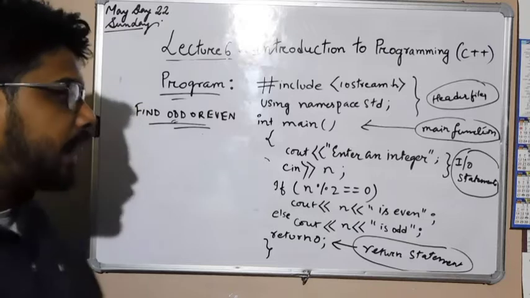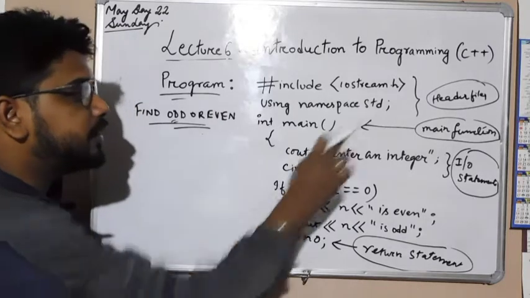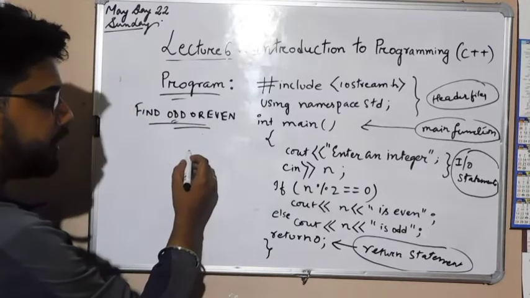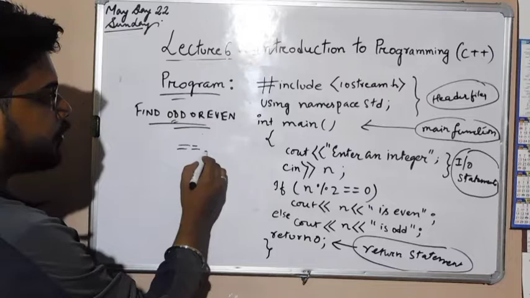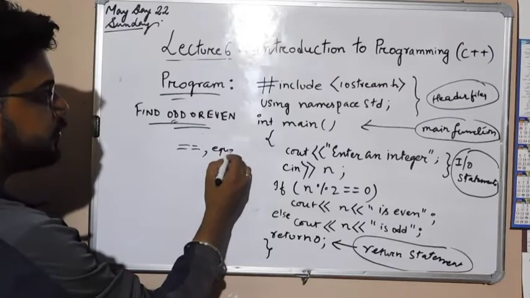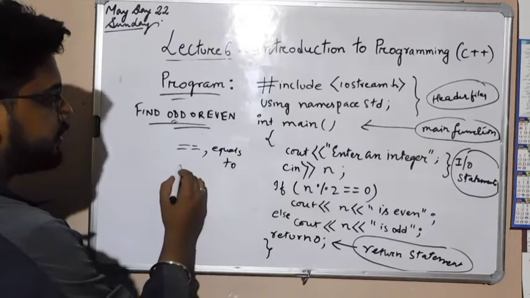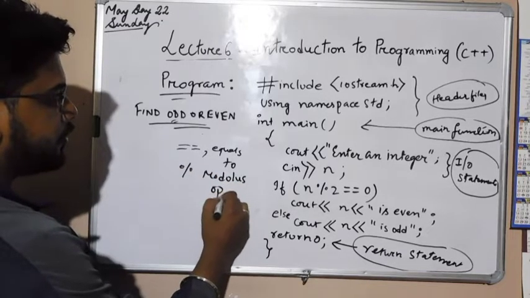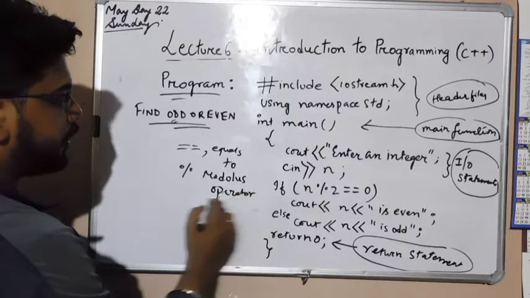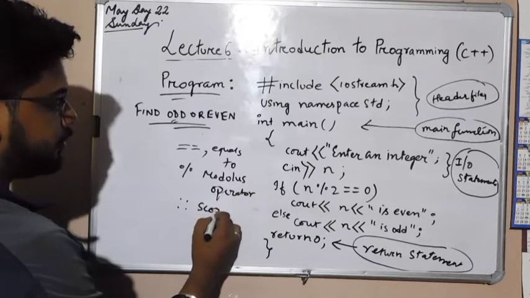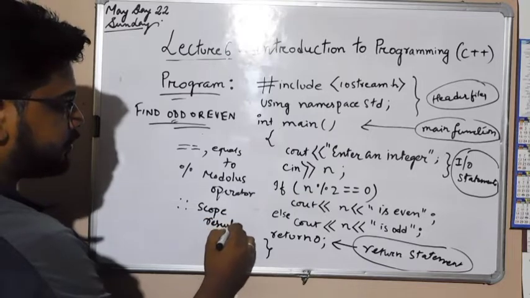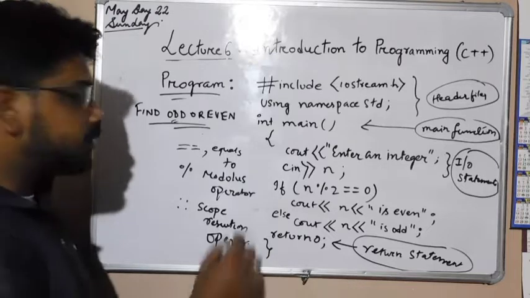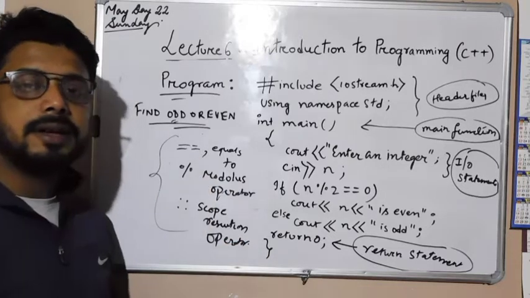Let us see how it can be implemented using a C++ program. In C++, there are various operators. For example, this is the equal to operator, this is known as the modulus operator, this is the scope resolution operator, etc. So these are various operators in C++.